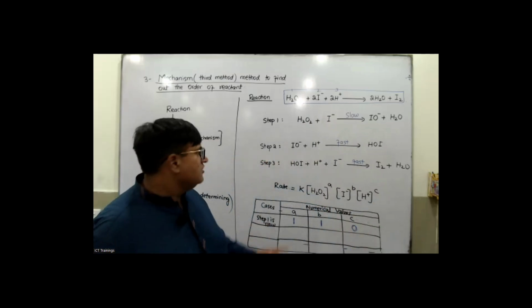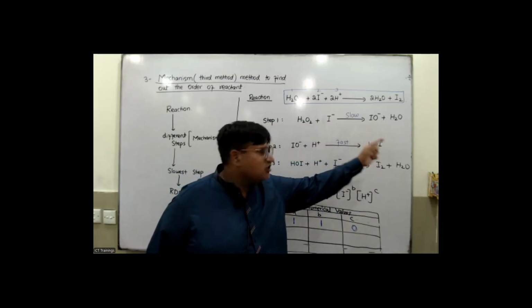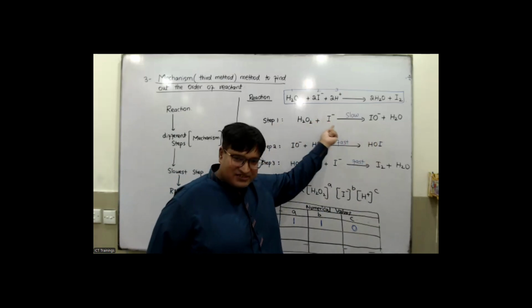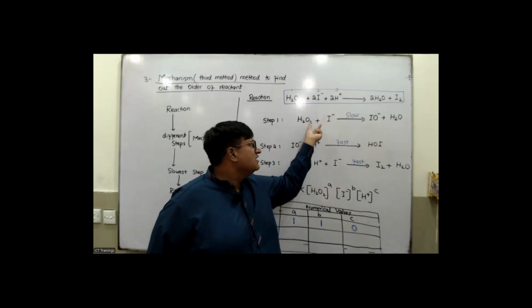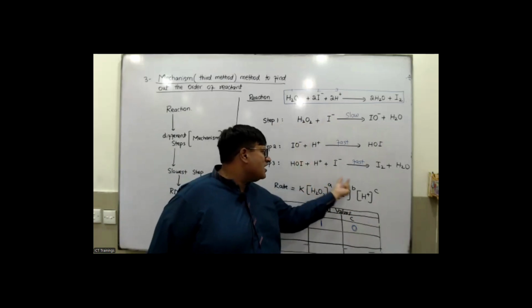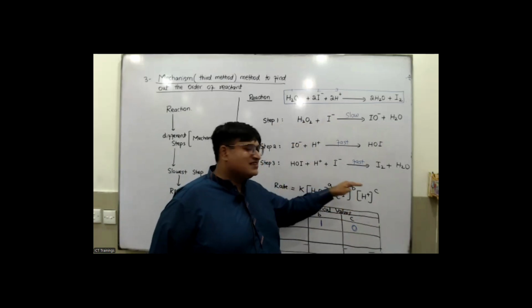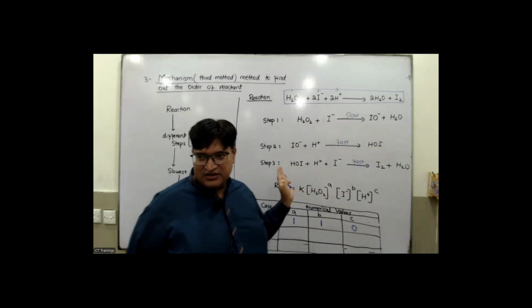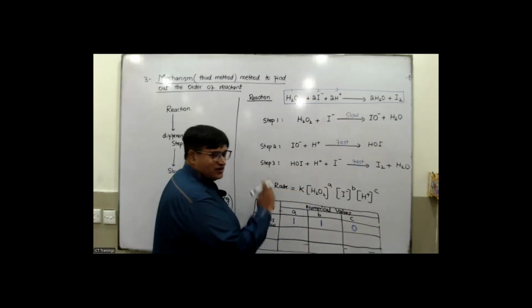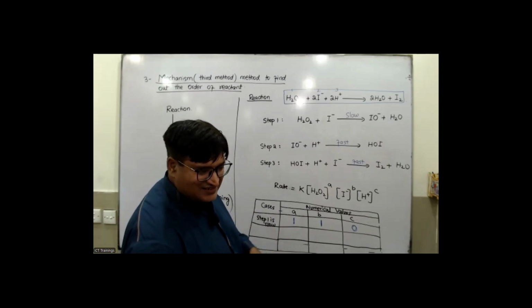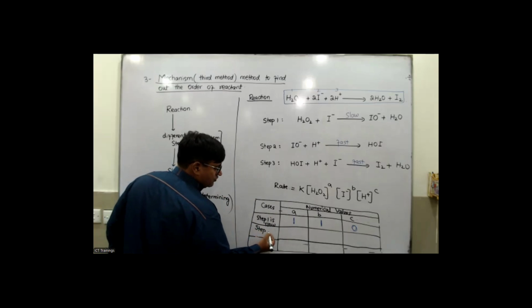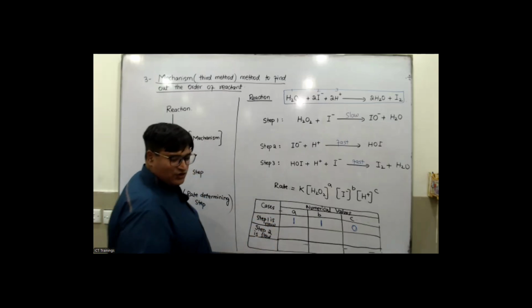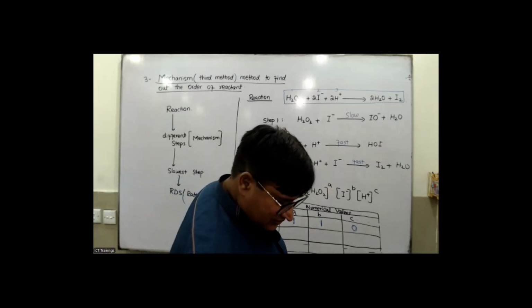So if step 1 is slow, whatever reactants are present in the slow step, those reactants' moles become the order of this reaction. Did you get it? Yes, sir. Okay, so this is our step one. Now we are going to suppose the next case. In the next case, step two is slow. These are the different cases I am going to suppose.